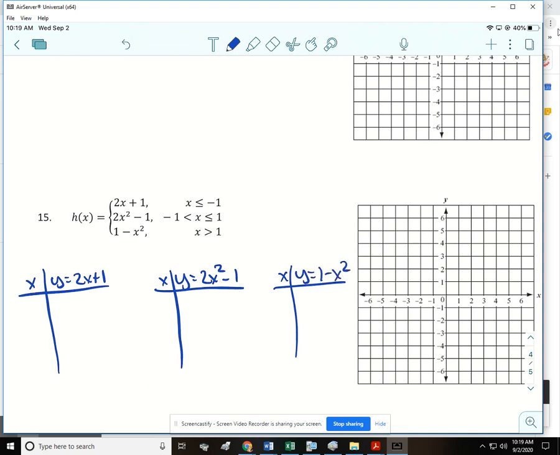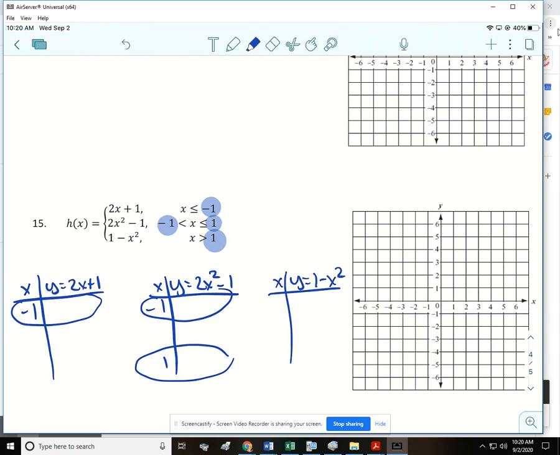Okay. And then remember, if I look at the first piece, I have a -1 in my inequality, so -1 goes here, and I circle it. If I look at the second piece, I have 2 numbers, -1 and 1. They both are going in my table, and they both are getting circled. One at the top and one at the bottom. All right, and then for my final piece, 1 is in my inequality, so it goes in my table and it gets circled.